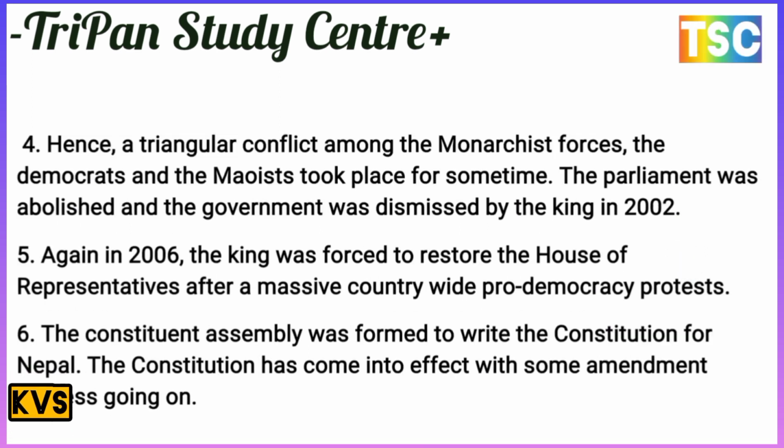Hence a triangular conflict among the monarchist forces, the democrats and the Maoists took place for some time. The parliament was abolished and the government was dismissed by the king in 2002. This is important.